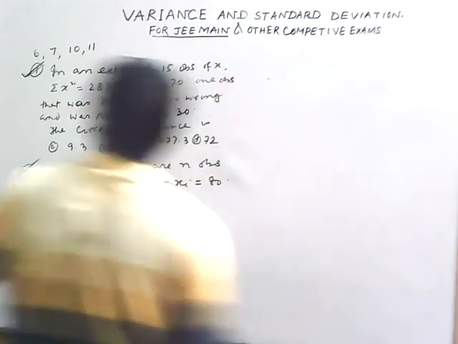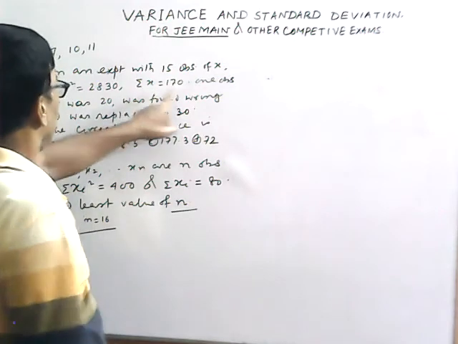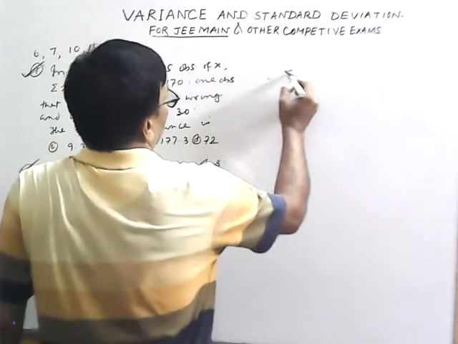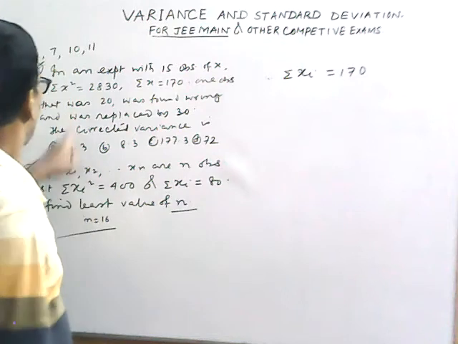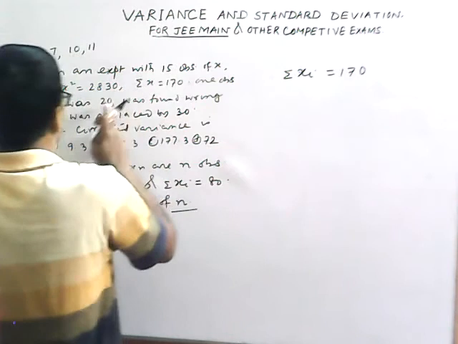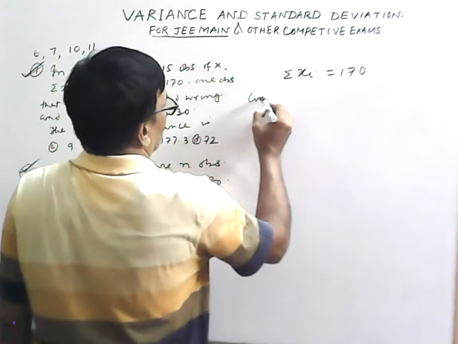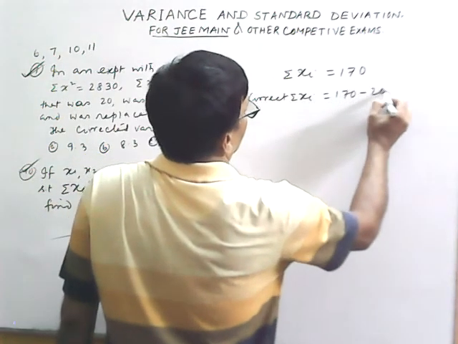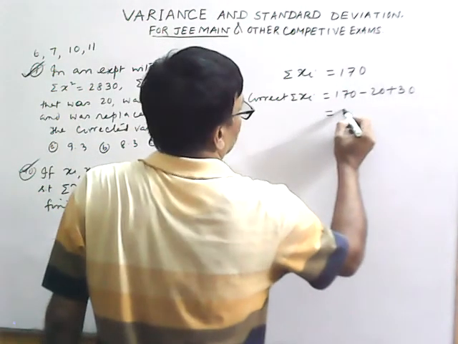So look, n equals 15 and summation xi is 170. One of the observations is not correct, because one observation is 20 and that was found to be wrong. So what is the corrected summation xi? Corrected summation xi equals 170 minus 20 plus 30, since it is replaced by 30. So this is 180.